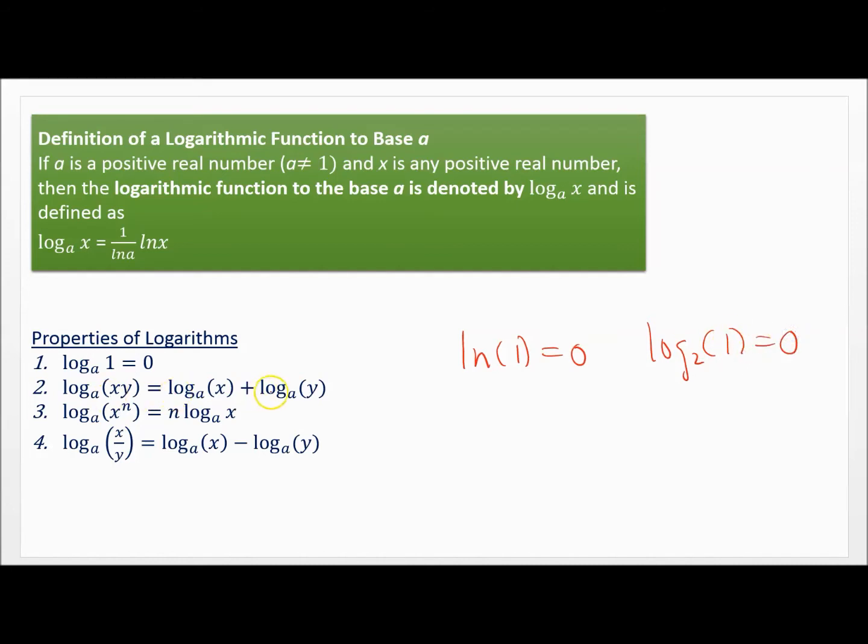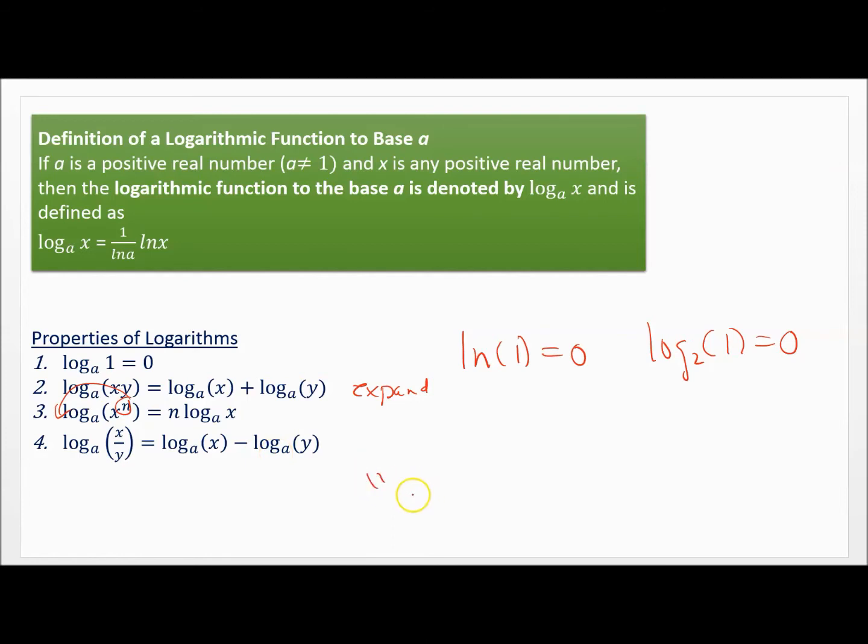We have another property, and we tend to use this as expand or condense. Remember, when you multiply inside a logarithm, you can expand it by saying log base a of x plus log base a of y. So multiplication turns into addition of separate logarithms. Log base a of x to the n, we can move that n in front and multiply. And finally, log base a of a quotient is subtraction of two separate logarithms.